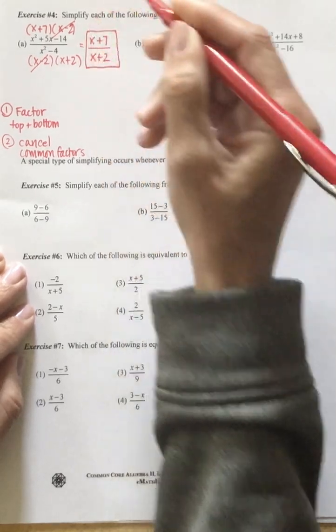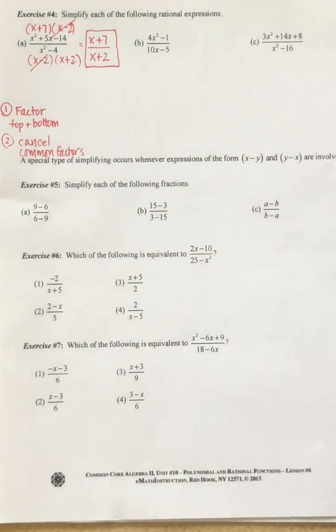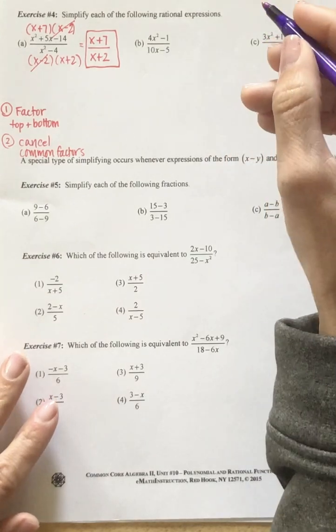You can't cancel any further. Those x's cannot wipe out because you would violate a basic rule of algebra. That plus or minus in between them binds them together. So the only way to get rid of an x plus 7, you can only get rid of x plus 7. You can't just get rid of an x there. So I hope that makes sense.